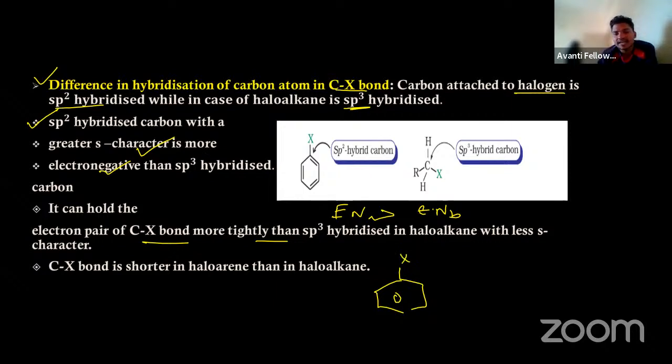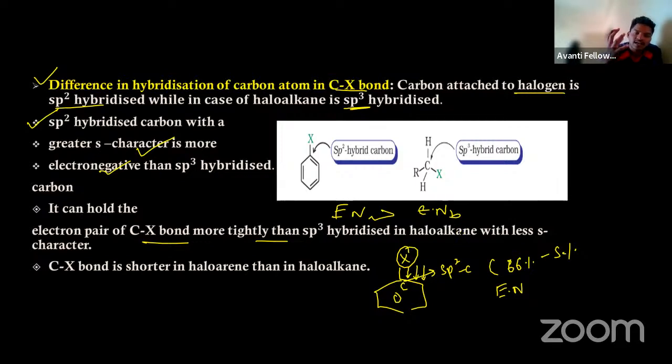So the next thing is the halogen and the carbon. This is sp2 hybridized carbon, which has 66% s character, which favors more electronegativity. So when there is more favoring of electronegativity, what is going to happen? They try to pull the electrons to itself. So then they will have a tight bond between carbon and halogen.